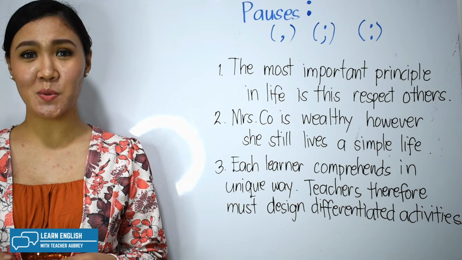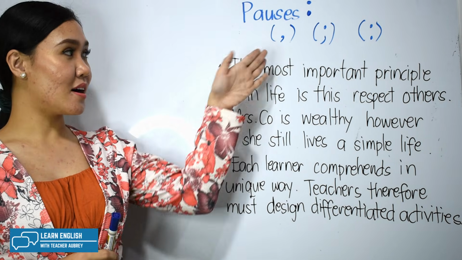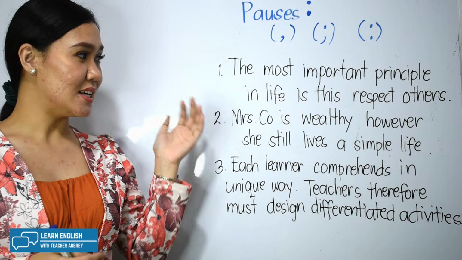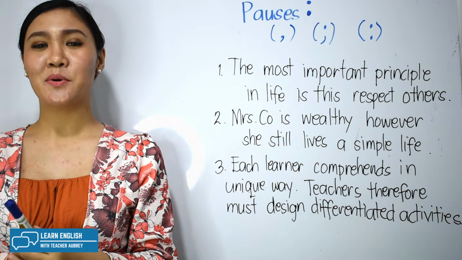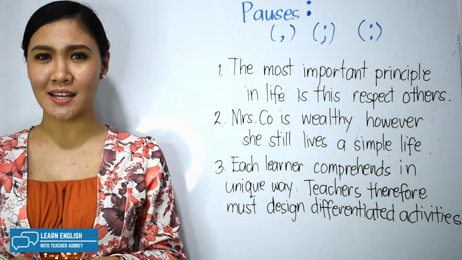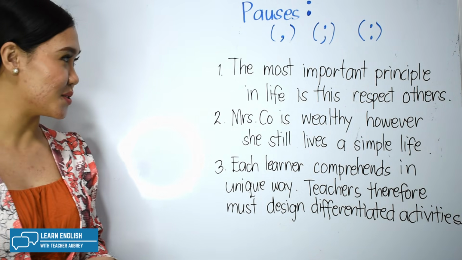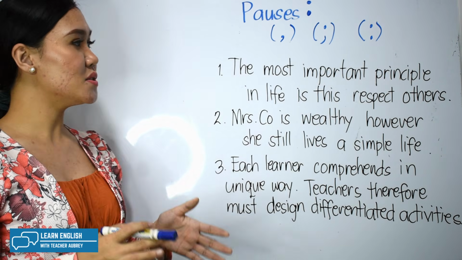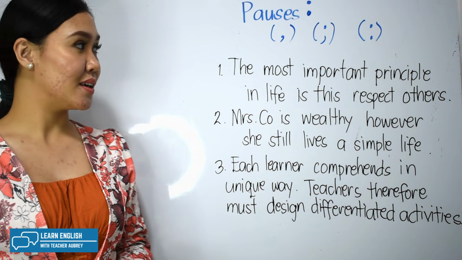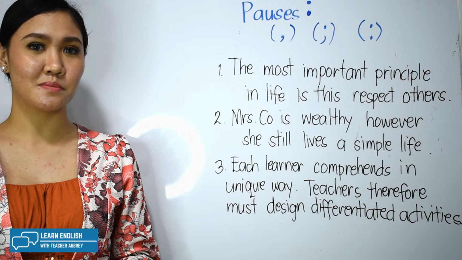Now, let us try to apply the 3 punctuation marks under pauses: the comma, the semicolon, and colon. Let's analyze carefully each sentence and let's put the correct punctuation on their proper place. You may pause for a while this video and you may share your answers on the comment section below. Let's know the answers. For number 1, the most important principle in life is this: respect others.